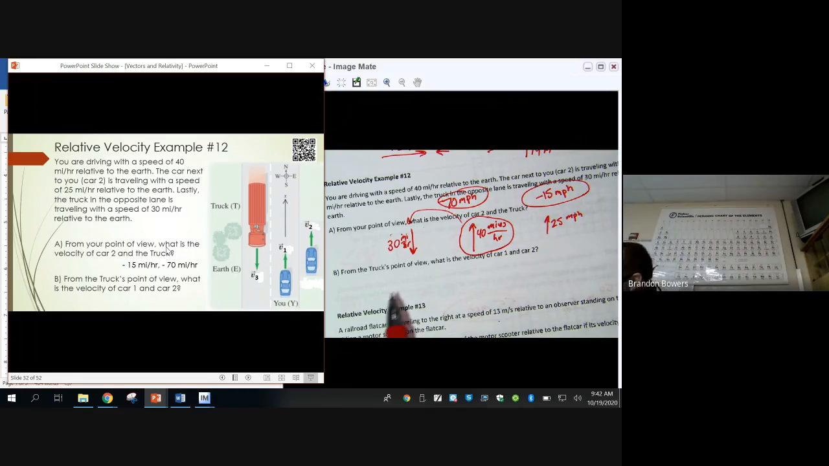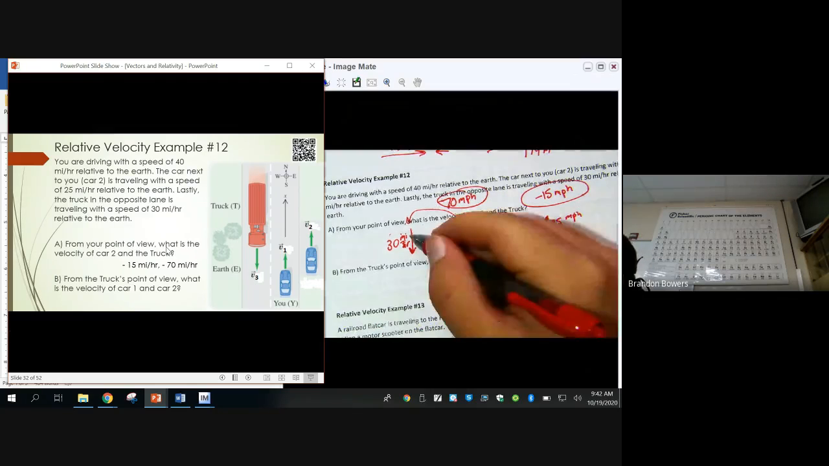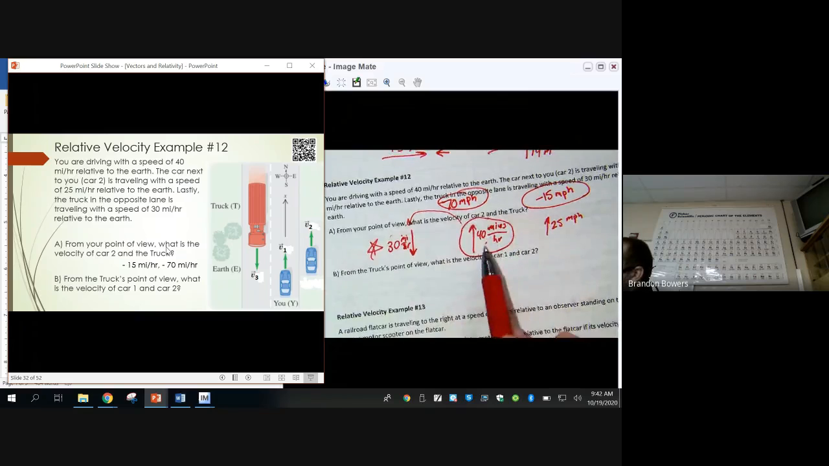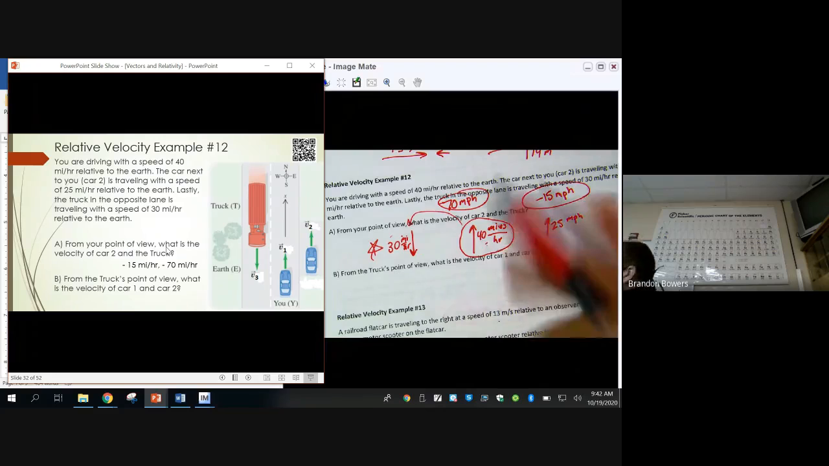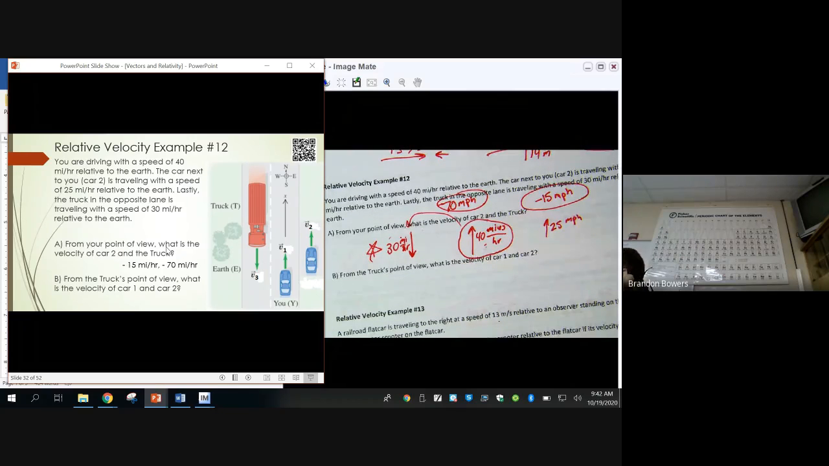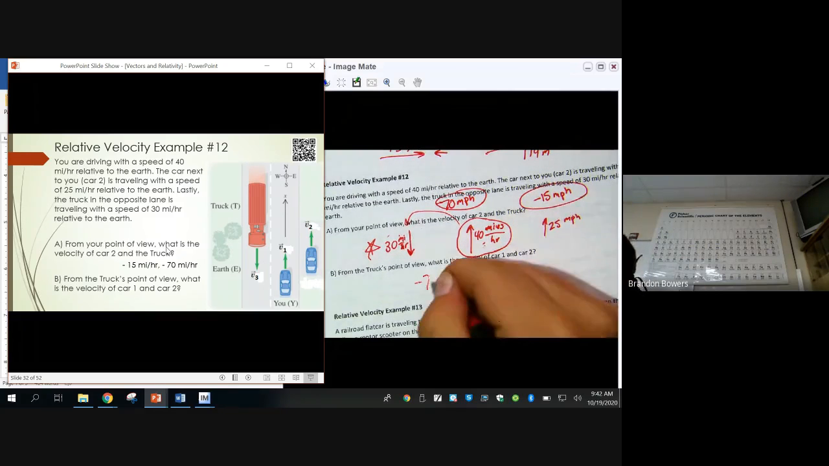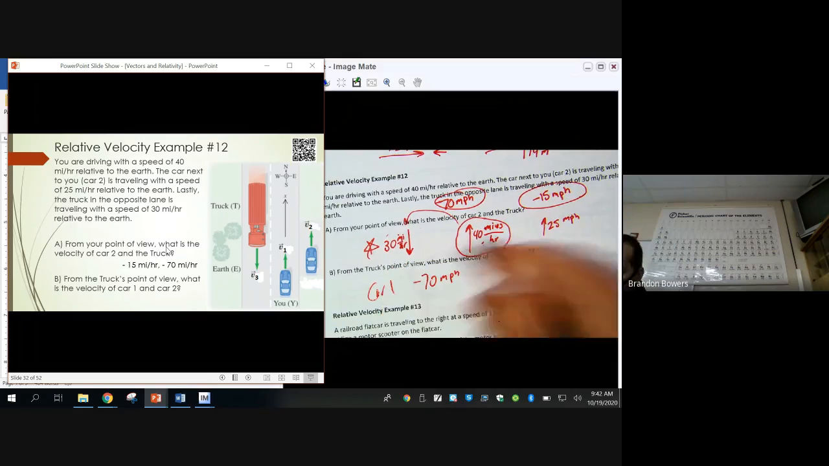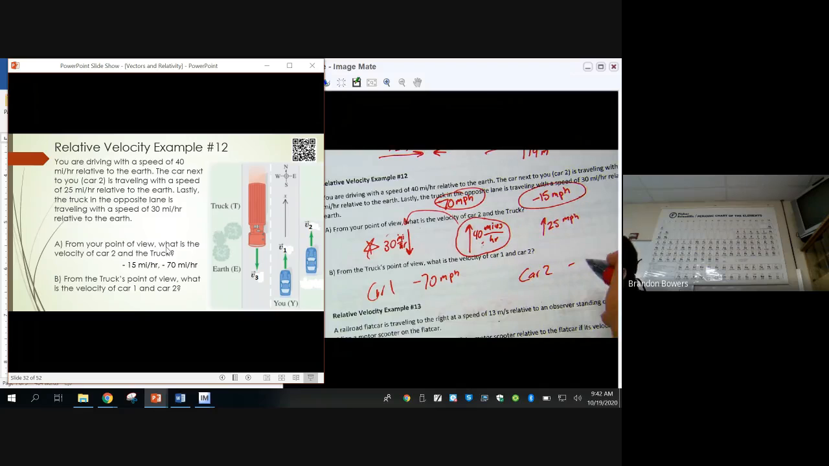All right. From the truck's point of view, I'm looking at this guy now. What is the velocity of car one? I am car one. Same answer, right? Negative 70, because from the truck, car one is going behind me, negative 70 miles per hour. What about car two? Negative 55, there it is.